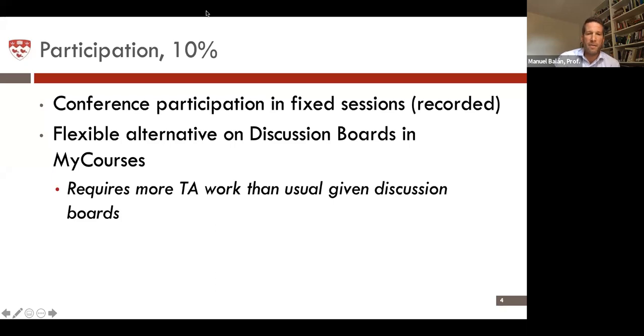So in terms of time management, this does require a little bit more TA work than usual, given the discussion boards. Usually what we have is TAs grade participation in conferences, and that's a one-step process. This is a two-step process, so it will be a little bit more complex on that end.